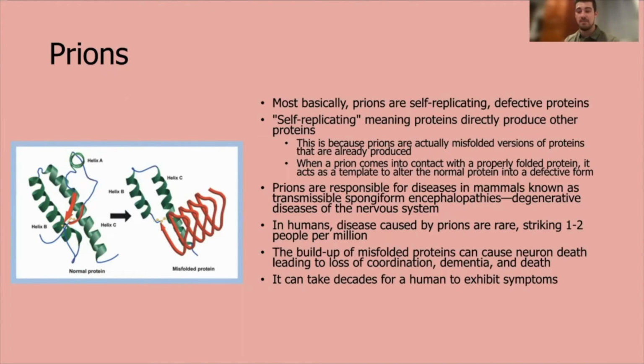One, because the buildup of the proteins is interfering with daily functioning, and 2, because there is a lot less of normally folded proteins, and those proteins are not doing their job. So it can cause neuron death, and this neuron death will lead to loss of coordination. It'll lead to dementia and eventually death. So it can actually take decades for humans to exhibit symptoms of a disease caused by a prion. So it's very quiet.